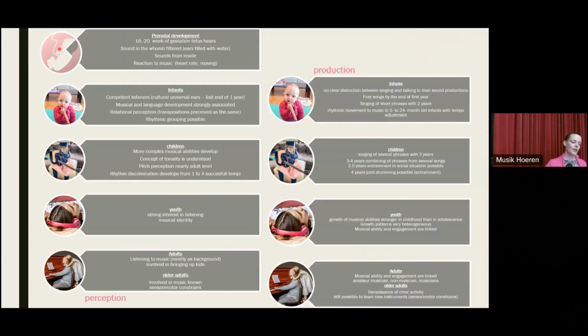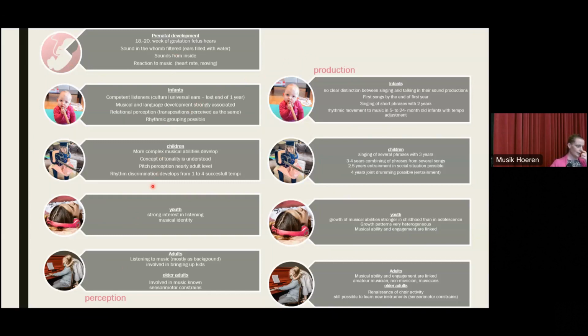First important point is that already prenatally, musical perception development takes place from about the 20th week of gestation. A fetus is able to hear. And what we then see is, once they are born, this side is the perception side. Once they are born, infants are quite competent listeners.